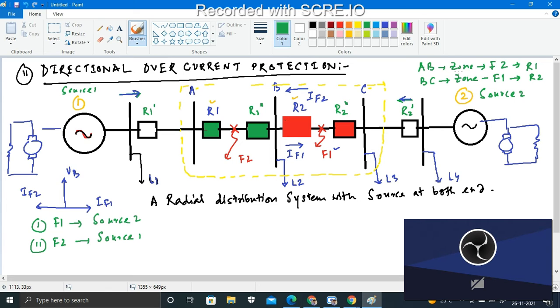Okay, so we have to interrupt this fault current. Whatever fault current appears in this particular zone, to protect it, to interrupt this fault current, there must be two fault currents: IF1 due to the fault F1, and IF2 due to the fault F2.